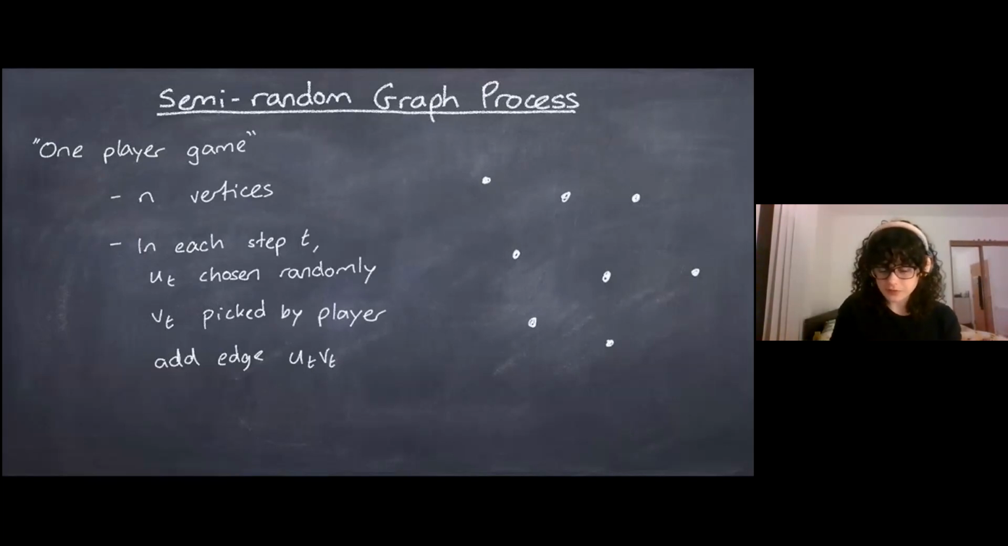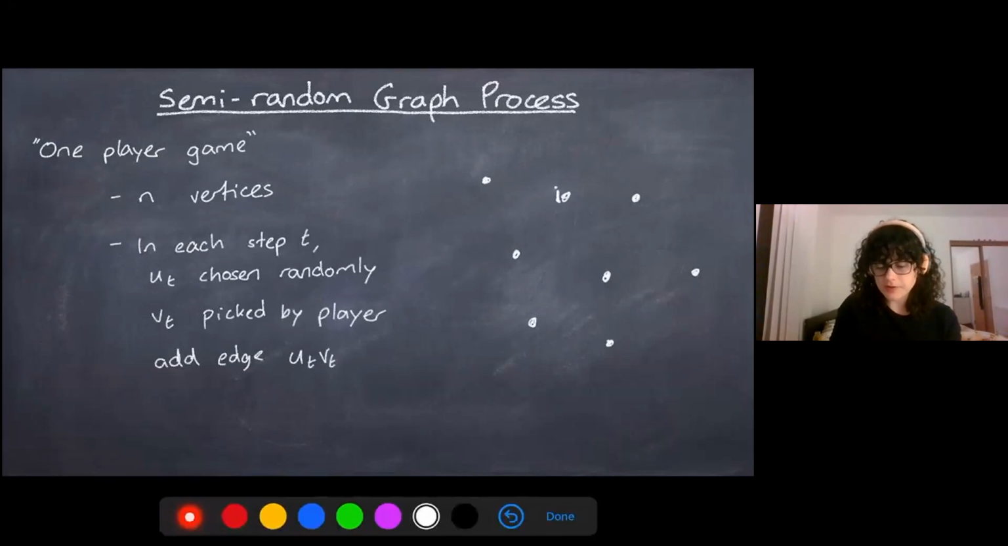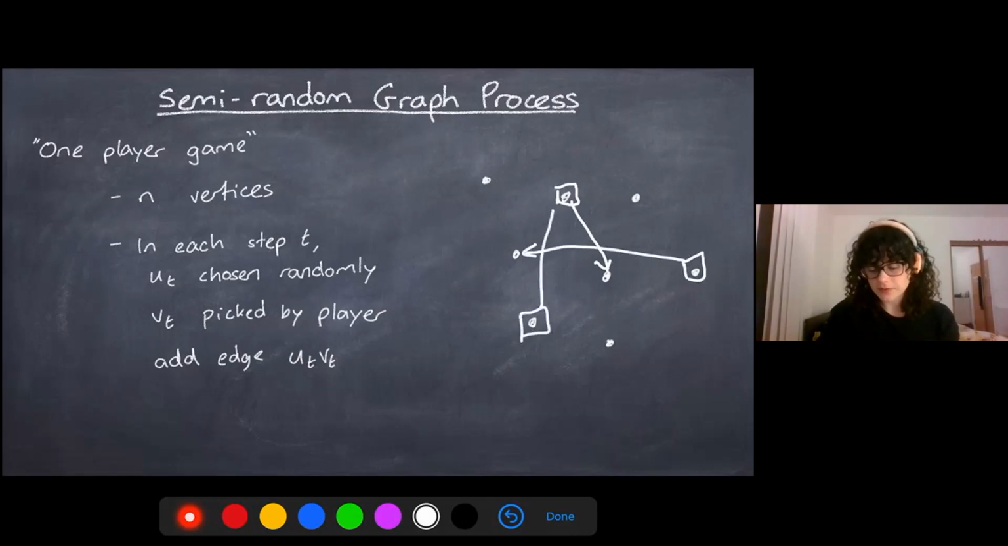So I'm going to attempt to draw on. So suppose the random process gives you this vertex. You as the player, maybe you choose to add this edge. And then the random process gives you this vertex. You as the player might choose to add this edge. And then so on and so forth. You can add whatever edge you like at each time step, so long as it's connected to the random vertex that you're presented with. And we call the graph after t steps H_t.